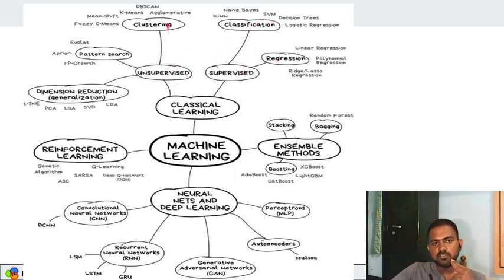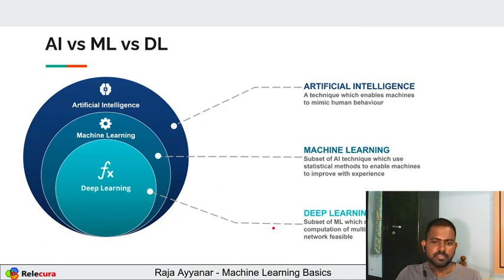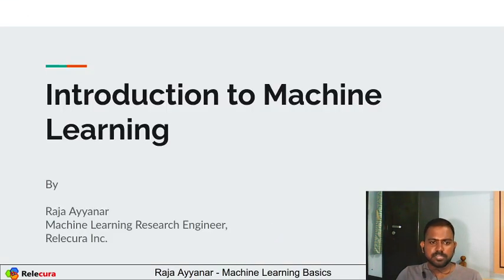In unsupervised learning there is clustering: K means, mean shift, fuzzy; then pattern mining: Apriori, FP growth; then dimensionality reduction: t-SNE, PCA, SVD, all those. Neural networks have a bunch of types: convolutional neural network, recurrent neural network, GAN, autoencoder. I think that's pretty much what I covered.